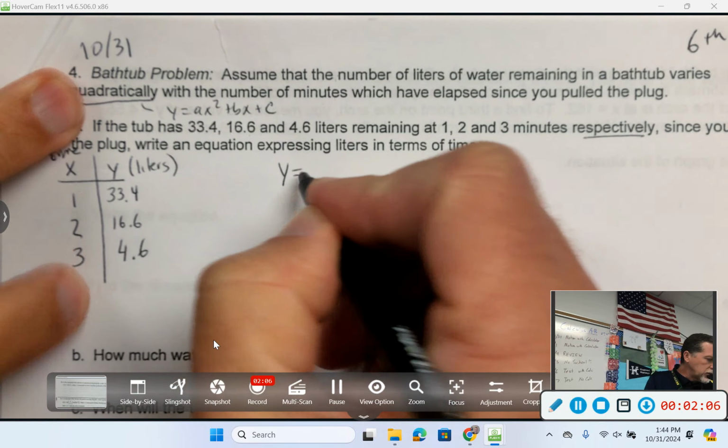Let's see. We want to do some stuff with statistics. I've got numbers I want to deal with. So I think there's a button on there somewhere that says Stat.